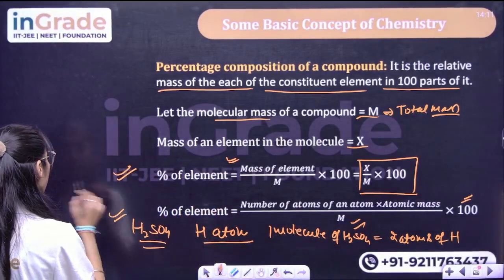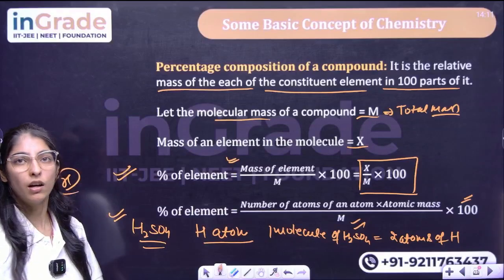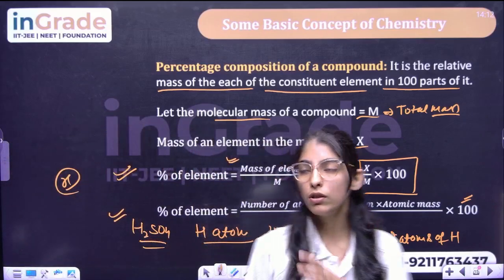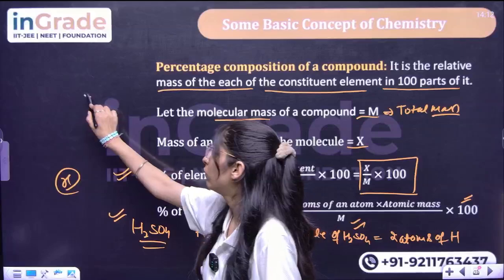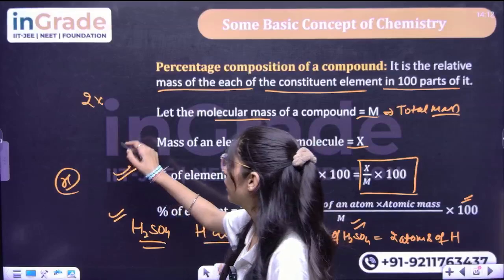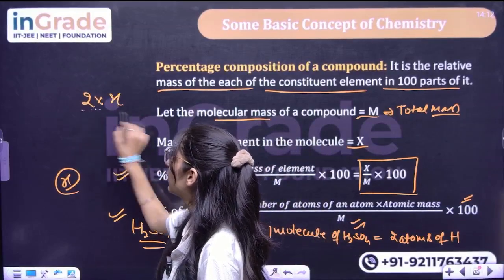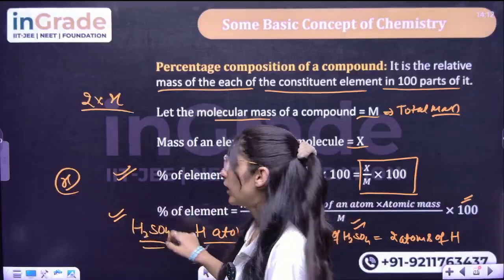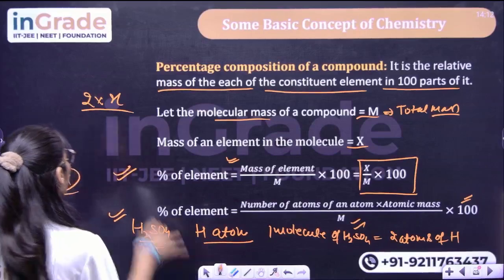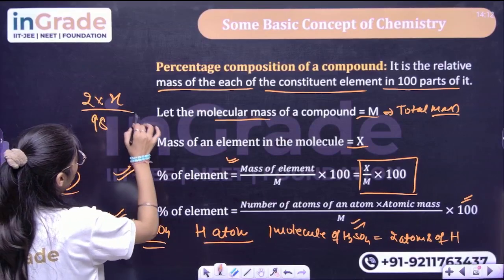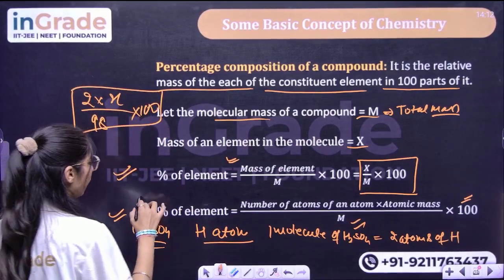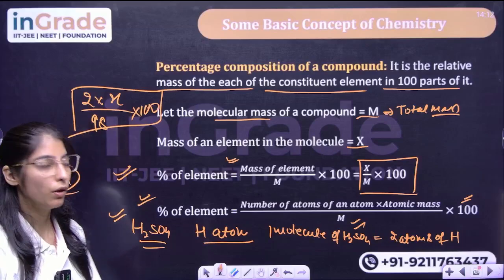If in the question, let's say x grams of hydrogen is given to you, how are you going to calculate it? You're simply going to multiply it by 2, as we all know that the atomicity of hydrogen is 2 here. So 2 into x, divided by the molar mass. You can calculate the molar mass of H2SO4 by yourself and you will get 98, and you are going to multiply it by 100.